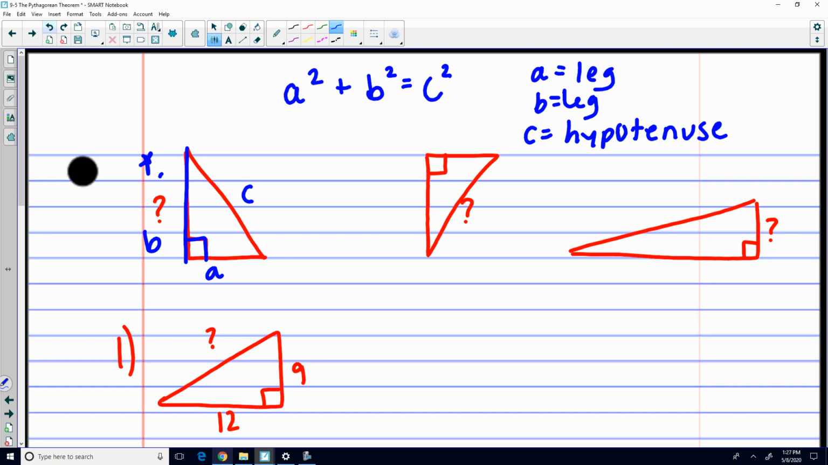All right, this triangle now, the second triangle. What leg or hypotenuse do I have marked?